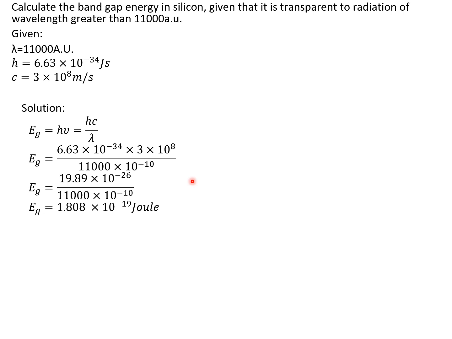If the numerical is asking us energy gap in electron volts, then we need to convert this energy gap into electron volts. For that, we need to divide it by 1.6 into 10 raised to minus 19. This gives us the energy gap for the given semiconductor as 1.129, or approximately 1.13 electron volts.